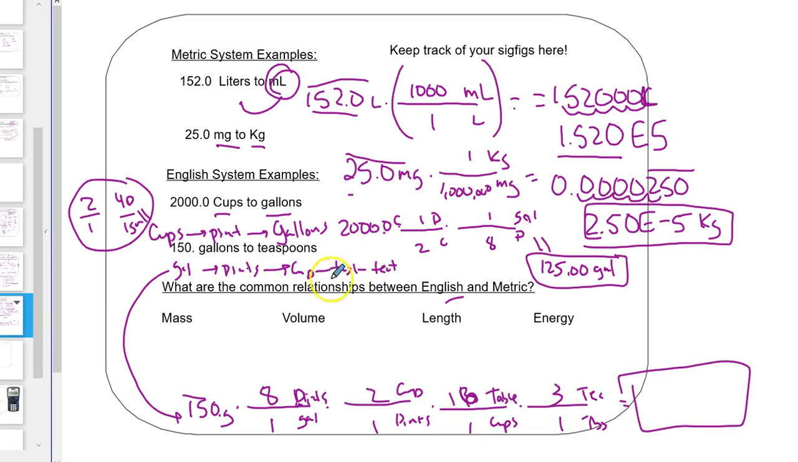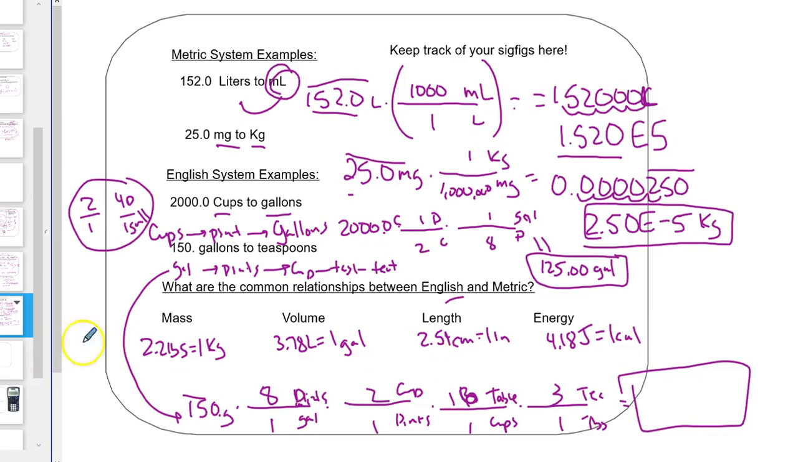So, are there any conversions between English and metric? Absolutely. And you could look up many other ones, but I'm just going to give a couple of common ones. Mass: 2.2 pounds equals 1 kilogram. 3.78 liters equals 1 gallon. 2.54 centimeters equals 1 inch. 4.18 joules equals 1 calorie. And these are something good to put in your note card or to keep somewhat on task.